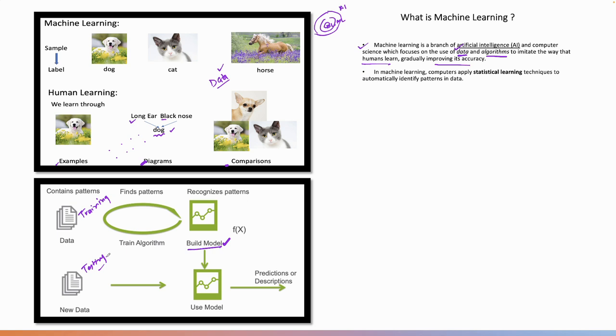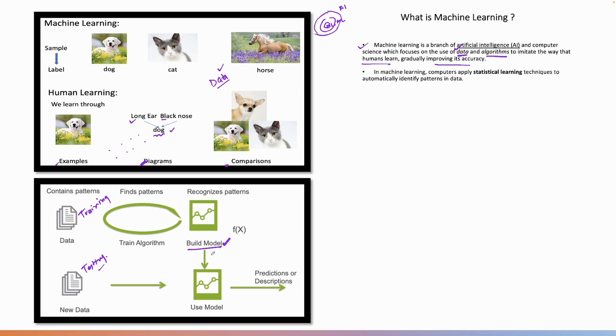Don't worry, we'll actually talk about the workflow of machine learning in more detail. But for the moment, just understand data has got patterns. We are trying to find those patterns. We are trying to train our algorithm, right, using the training data. And once you have trained your algorithm, then you build a model out of it, right? And that model helps you recognize patterns in the data.